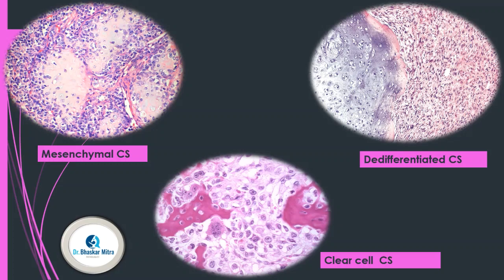The clear cell chondrosarcoma, again, is a malignant lesion with the cells showing clearing of the cytoplasm. The dedifferentiated chondrosarcoma may transform into other lesions, that is, spindle cells. There may be development of osteosarcoma or other sarcoma in these cases.